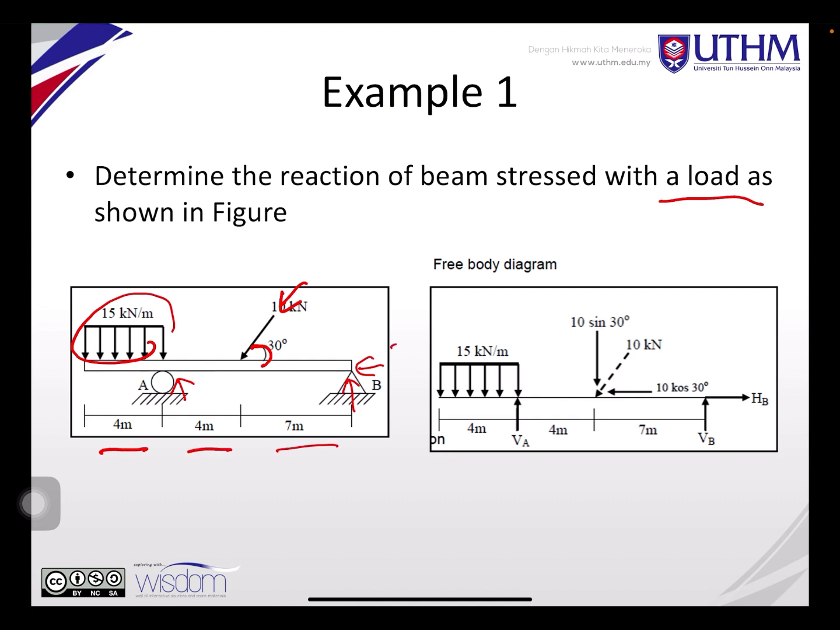So you need to transform this into a free body diagram like this. You can draw this as VA, the vertical force at A, the vertical force at B, and HB. Now you assume this direction, and later when you get the value, you will know whether it is going this way or that way. The 10 kilonewton is an inclined load at 30 degrees, so you need to break it into the vertical force and also the horizontal force, as you learned in statics and dynamics before.